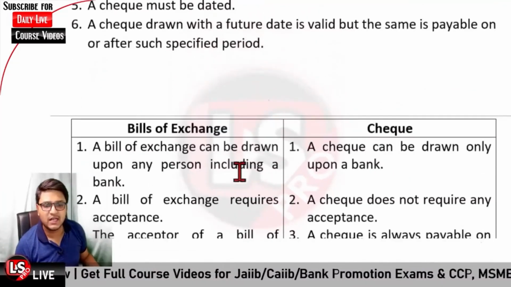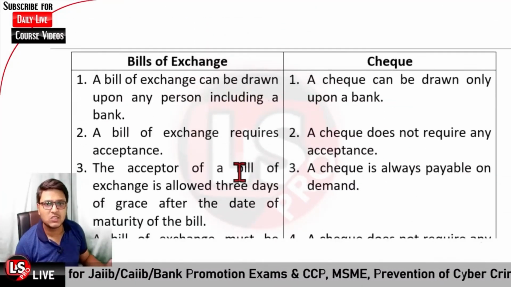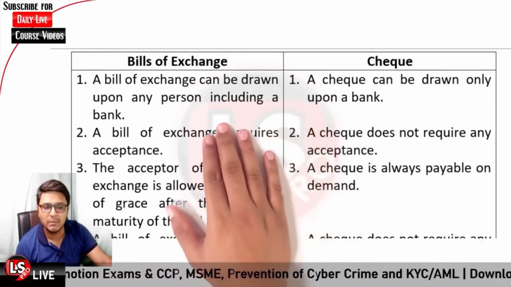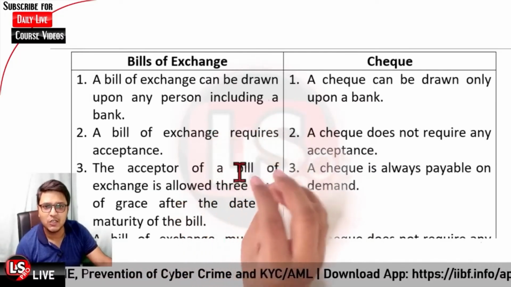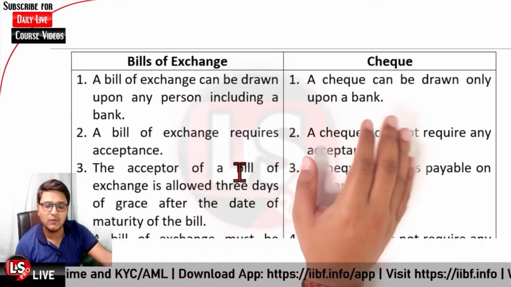Okay, then it is regarding the differences between the bills of exchange and check. Let us have a look at it. First of all, a bill of exchange can be drawn upon any person including a bank. So in case of bill of exchange, it is not necessary that the drawee is always a bank, but in case of check, the drawee would always be a bank.